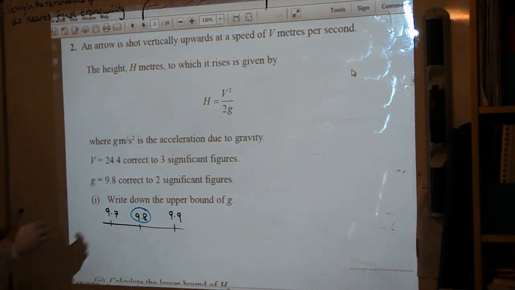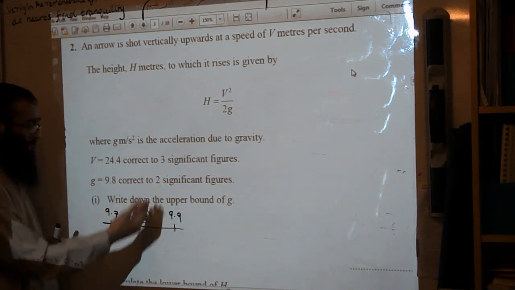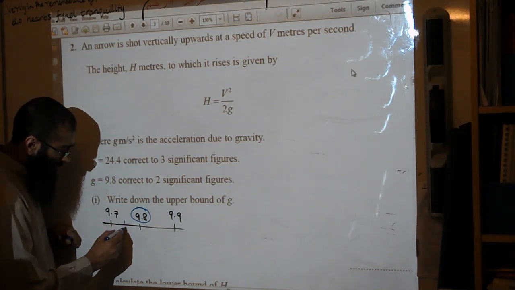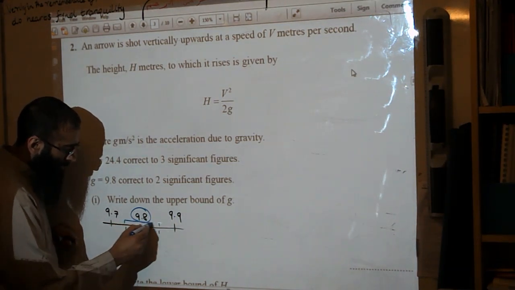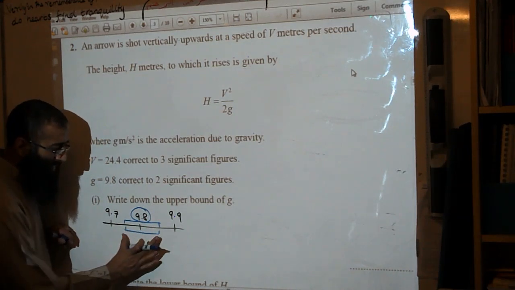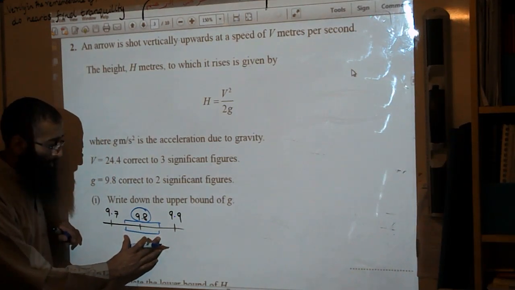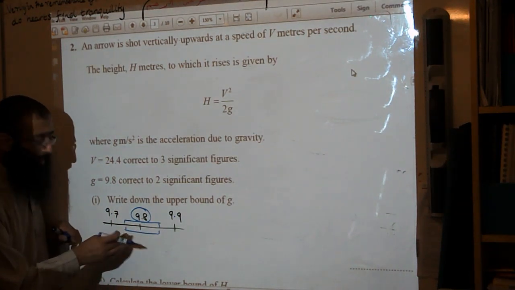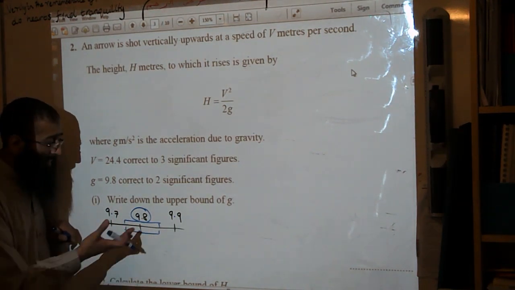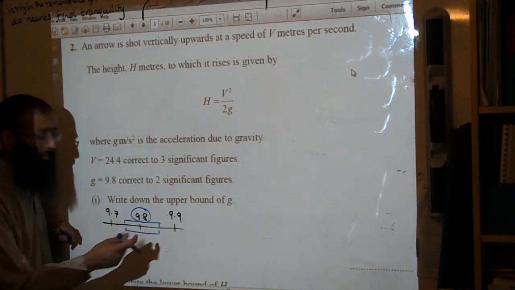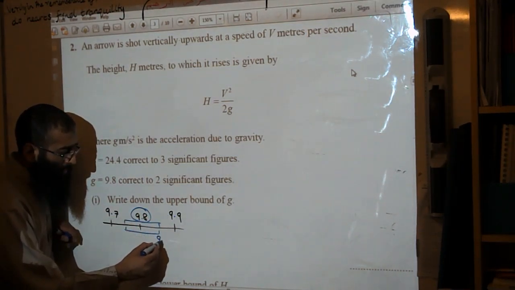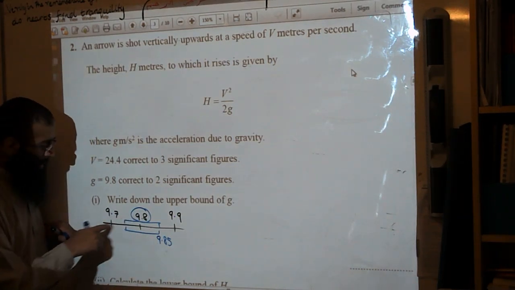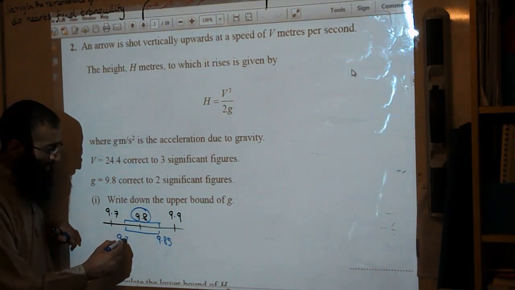Now, when we say done to two significant figures, that means to the nearest tenth. We've rounded to the nearest tenth because that's the important digit. So, in a sense, this distance here is 1/10. That's to the nearest tenth. There's half of a tenth this way and half of a tenth that way. So the easiest way to find the upper and lower bound is literally to go halfway between 9.8 and 9.9, so that's 9.85. Halfway between 9.7 and 9.8 is 9.75.